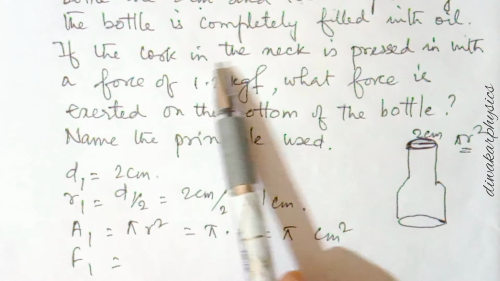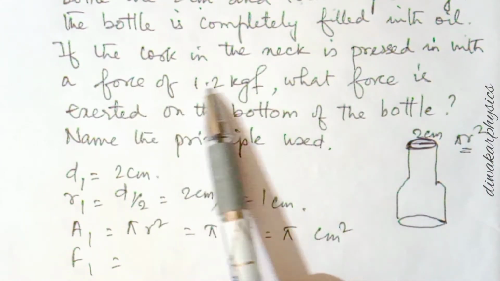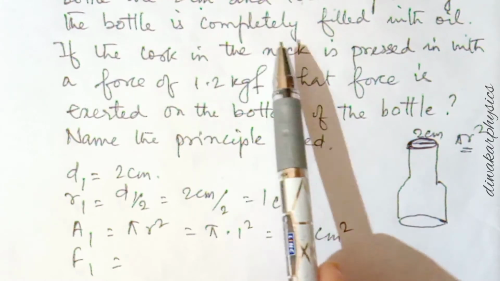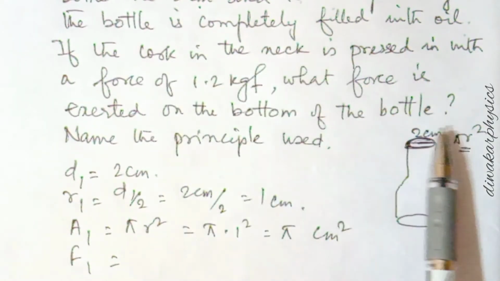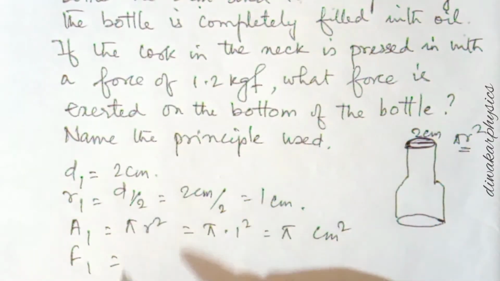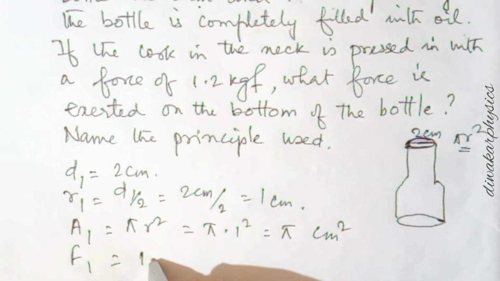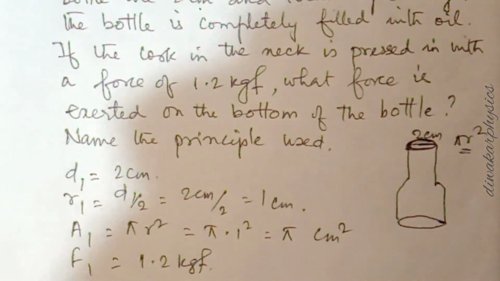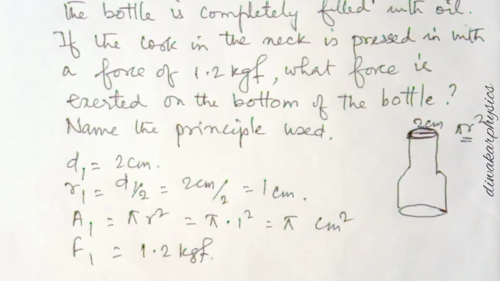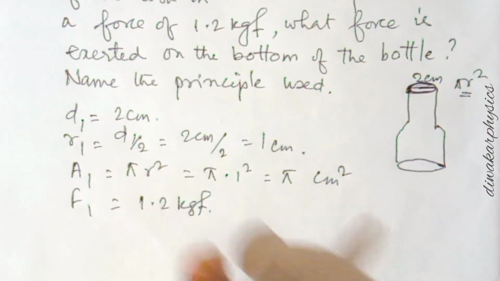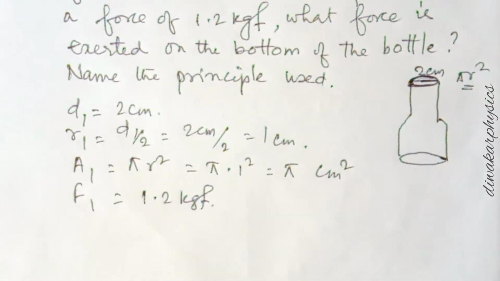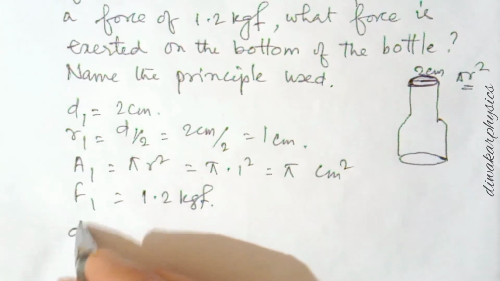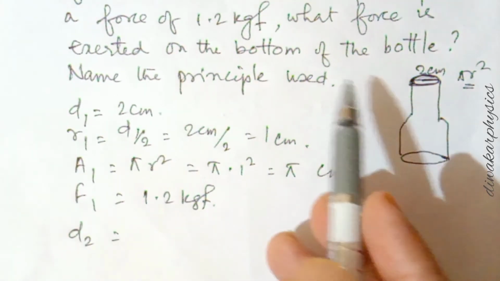If the cork in the neck is pressed in with the force of 1.2 kgf, see this force is applied on the neck only. Okay, on the cork in the neck. So that means here only this force is applied. So this is F1, 1.2 kgf. Then we have got A1, F1. Now I have to get A2. So for that diameter 2 is given.